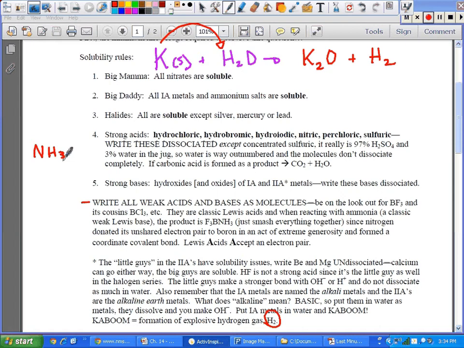It's not balanced? That's right. So we need to stick a 2 there. Now is it balanced? Very good. You've got to balance it. Very, very good point. Always balance them.